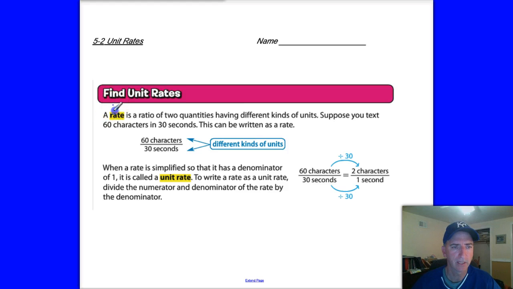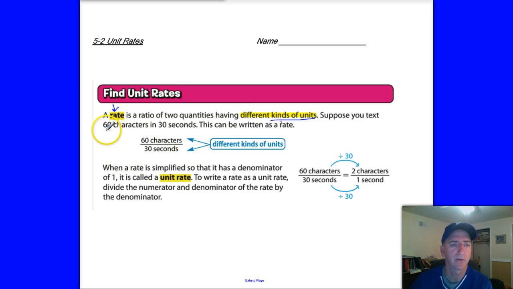First of all, this word right here is really important, the word rate. It sounds much more confusing than it is. A ratio of two quantities having different kinds of units. Okay, so that's the key when we talk about what a rate is. Two things of differing units.